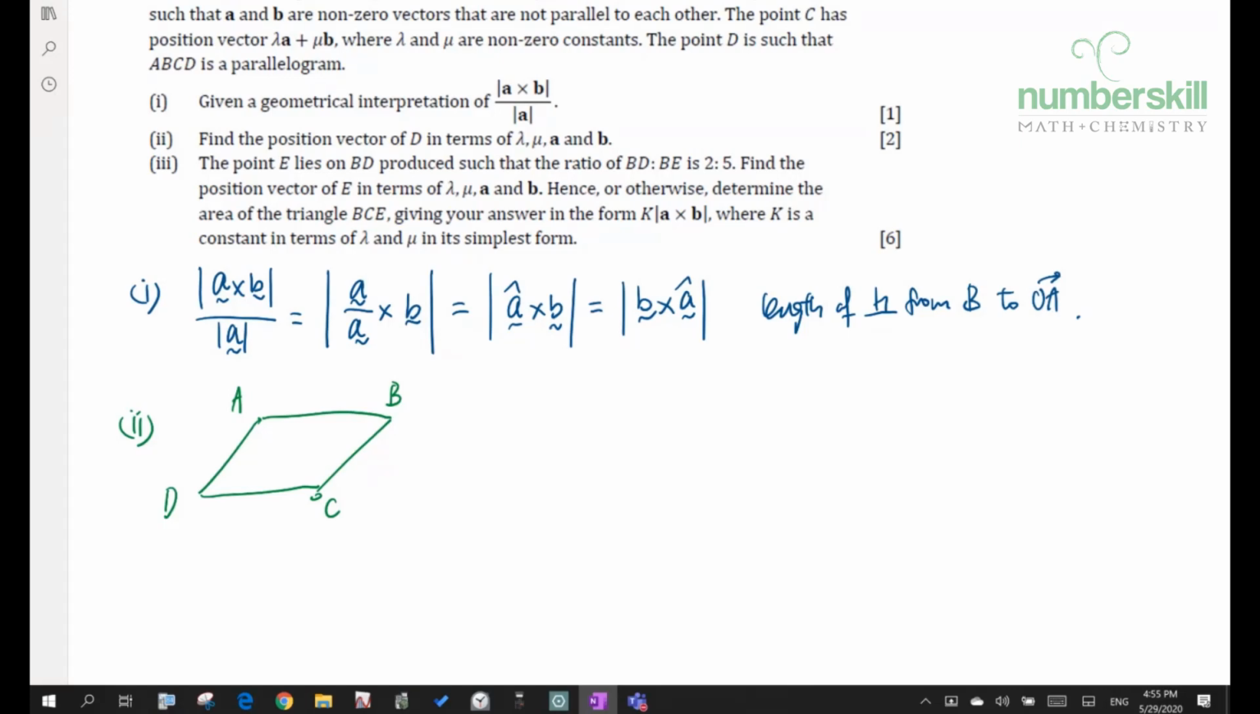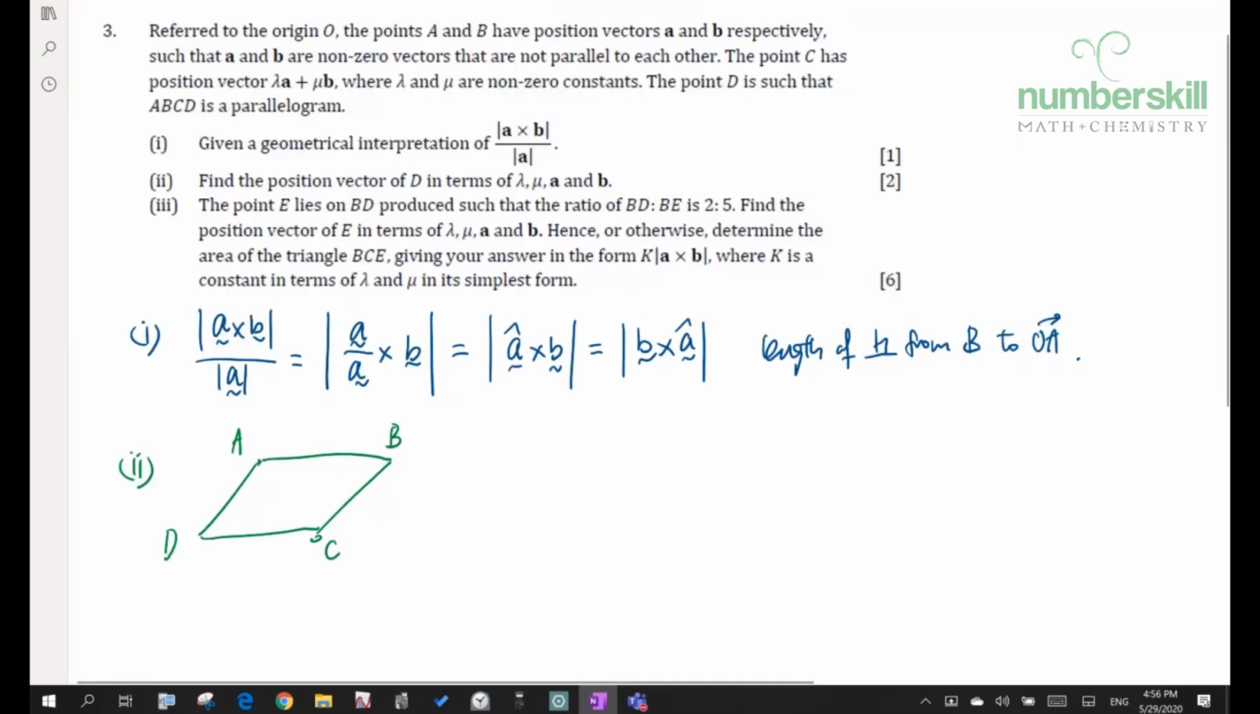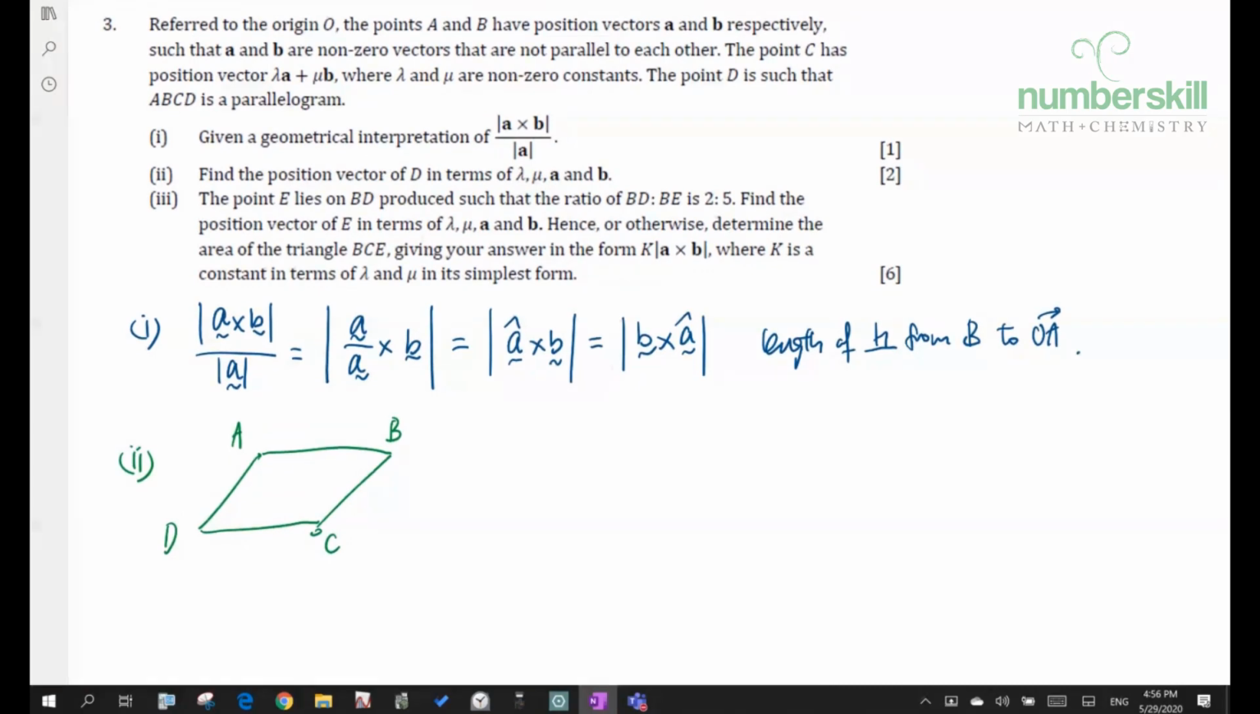What do you think though? Well, the truth is you need to be in terms of A and B. A is A, B is B, so it's pretty obvious that maybe I'm going to use AB. AB is OB minus OA, pretty lame. And then AB is the same as DC, correct? Yeah, because it's a parallelogram, same direction and equal length. So DC is going to be OC minus OD.